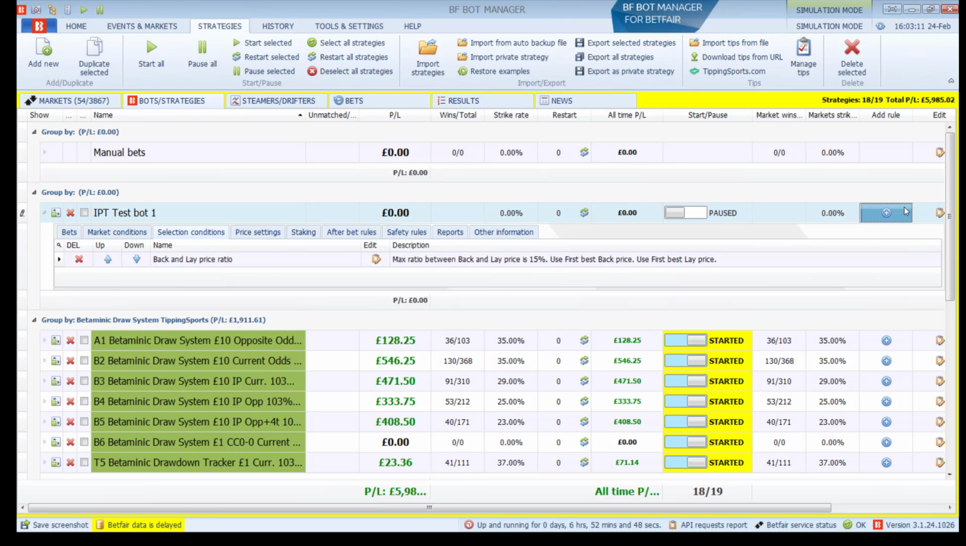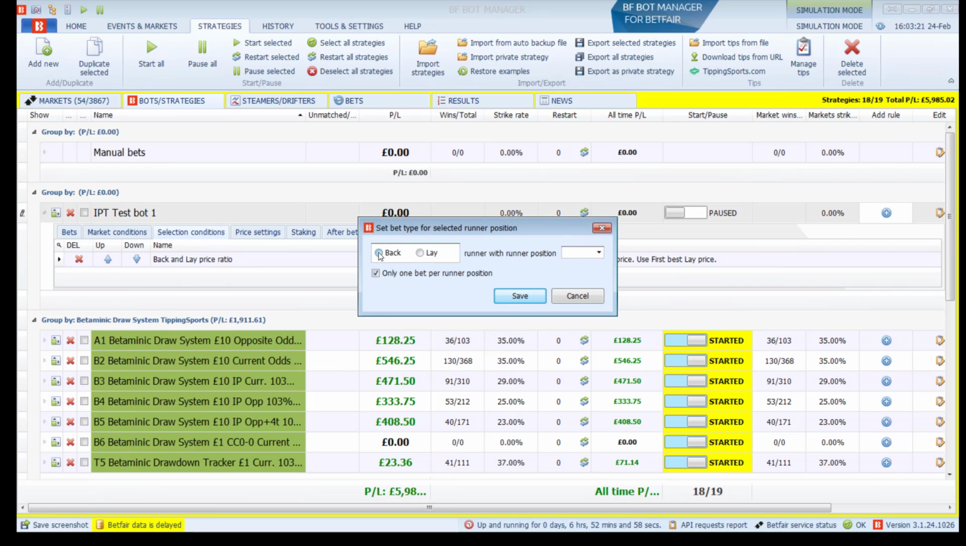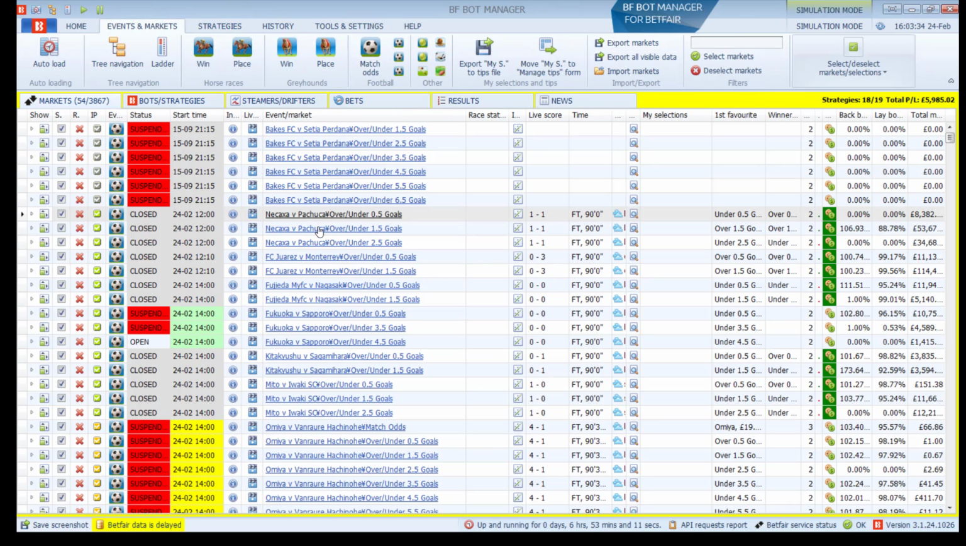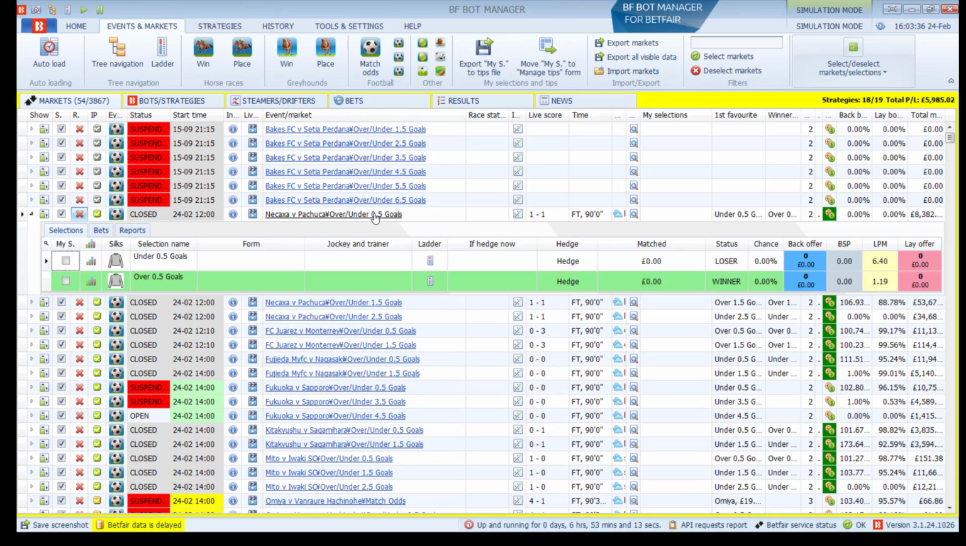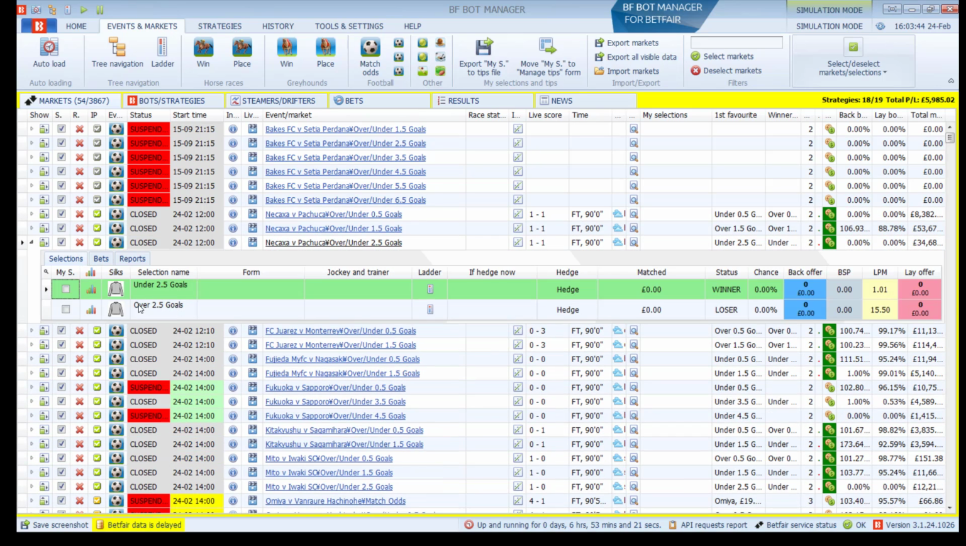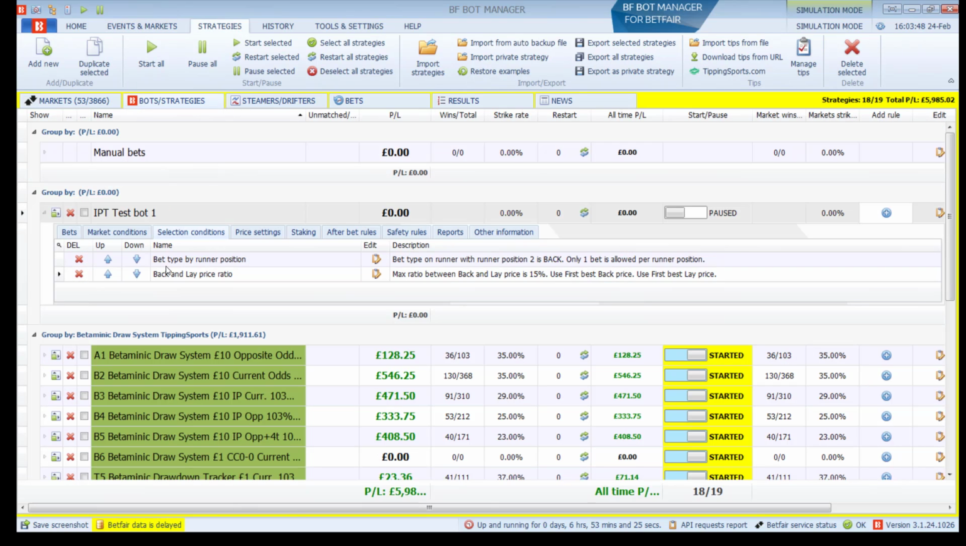So I add a selection condition, bet type by runner position. And here I'm going to back the runner with position 2. The reason for this is, if we go to the markets, if we look at an over-under 5 goals market screen, the over bet is always runner number 2. That goes for any overs market. The over bet is always runner number 2. So the bet type by runner position will be runner with position 2.